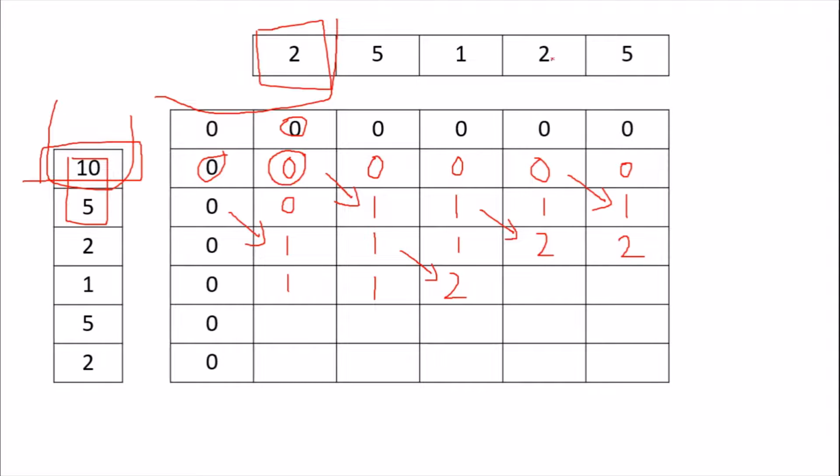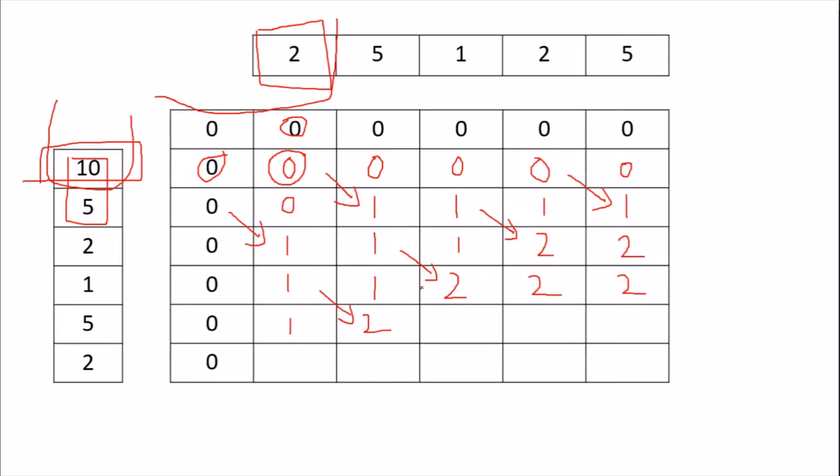Now 1 and 2 they are not equal, so whatever is the max we take here, and 1 and 5 they are also not equal, whatever is the max we take here. Okay, again 5 and 2 are not equal, we take max here. 5 and 5 are equal, we add 1 to this and store it here.